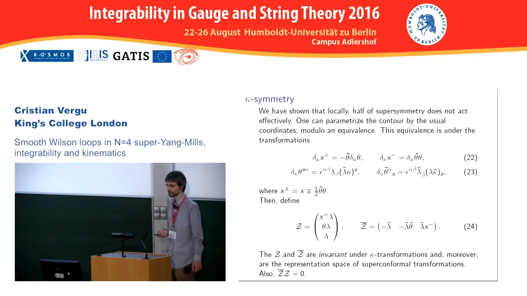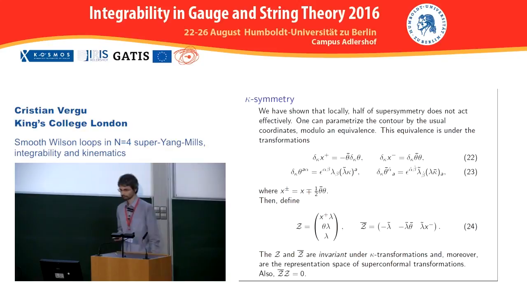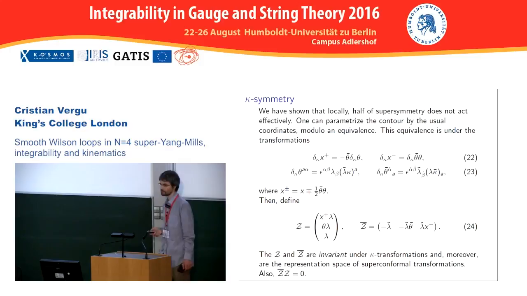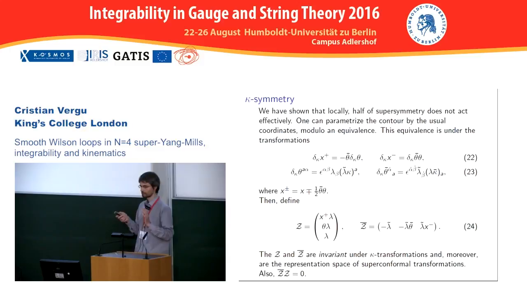And that's where kappa symmetry comes in. And this is also important for the super Wilson loop. So you can think in the same terms. You can think of a super particle, and you can think of a part of a contour of a super Wilson loop.